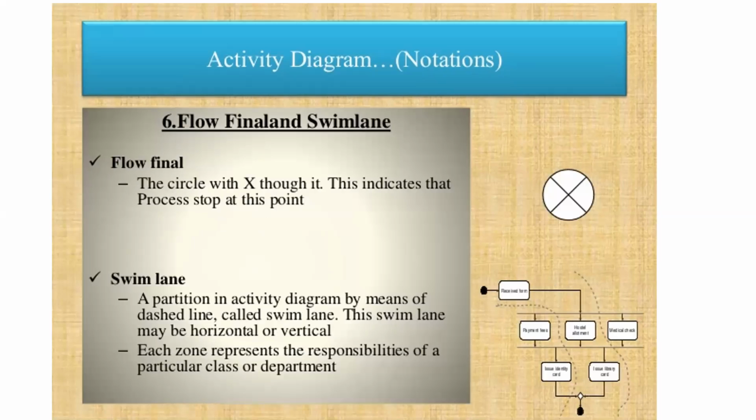Then we have the flow final, which is a circle with a cross through it. This indicates that the process has stopped at this point. And swim lanes, as I said, are partitions in an activity diagram by means of dashed lines. A swim lane may be horizontal or vertical, and each zone represents the responsibilities or actions performed by that department.